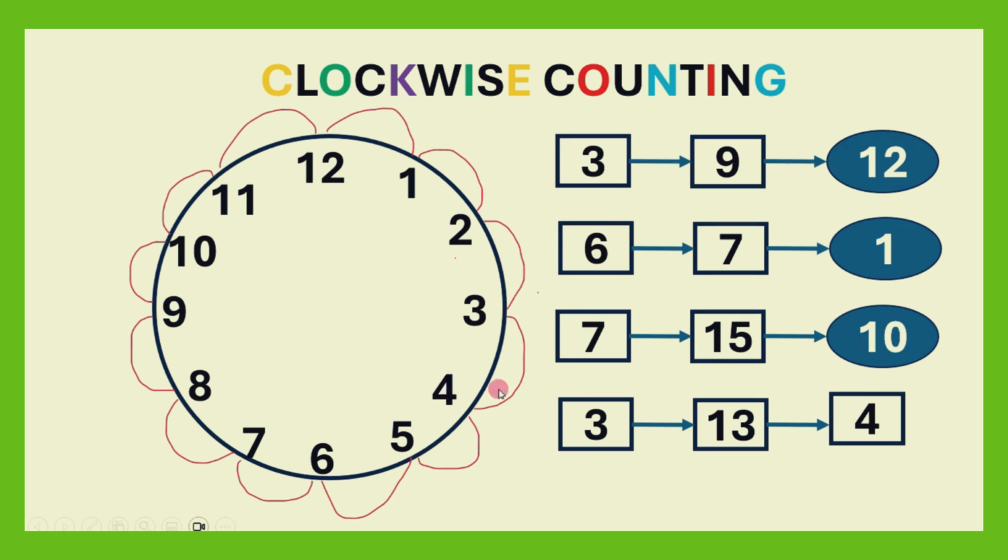And so from this 4, we are going to look at 4 numbers from the 4 that we got. We count 1, 2, 3, 4. And so the answer is 8. Right. So we move on quickly to anti-clockwise counting.